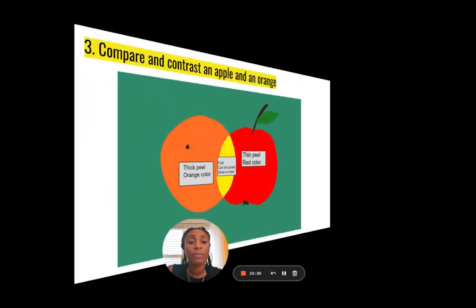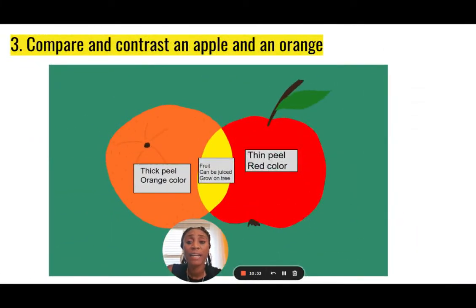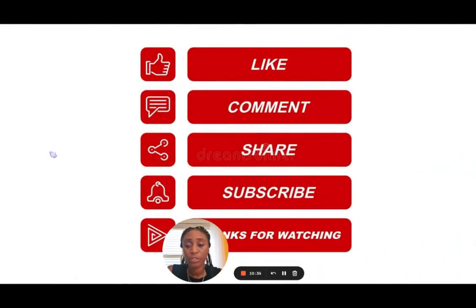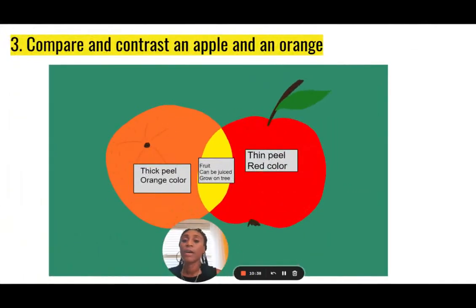Now, our next question, we'll be talking about how to compare and contrast an apple and an orange. Guys, remember that in comparing and contrasting in language, it's the same thing everywhere. So this is integrated. So here we have an orange. If we look at it, it's orange in color and it has a thick peel on there. The apple, on the other hand, in contrast, is red and it has a thin peel on it.